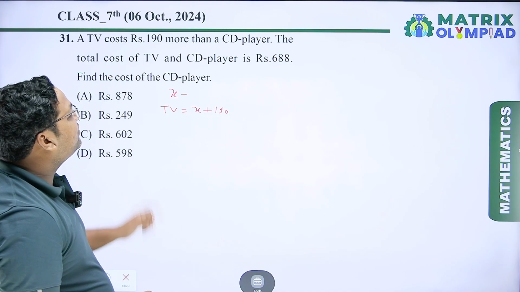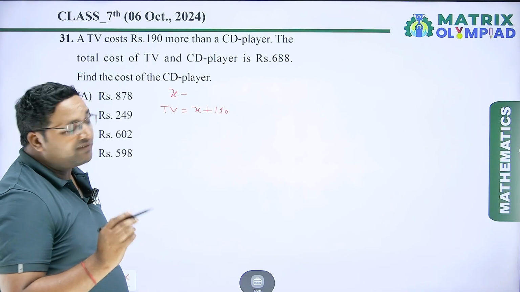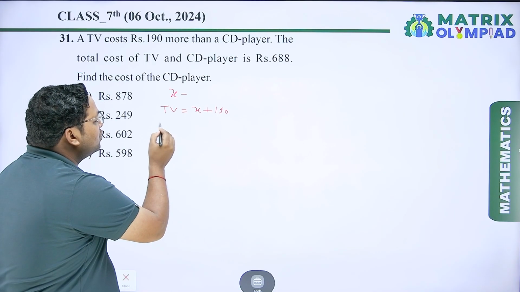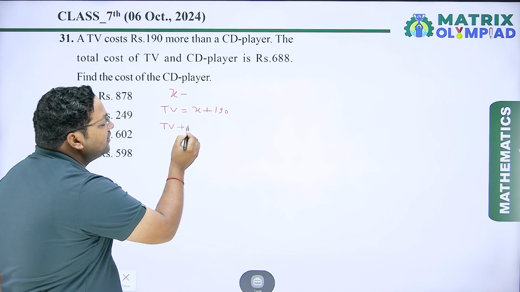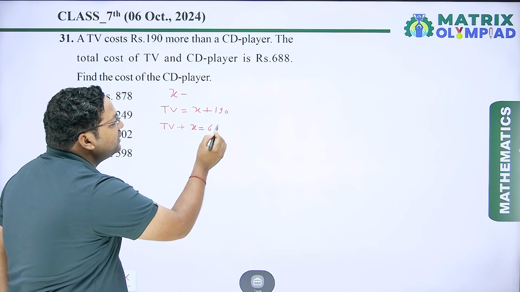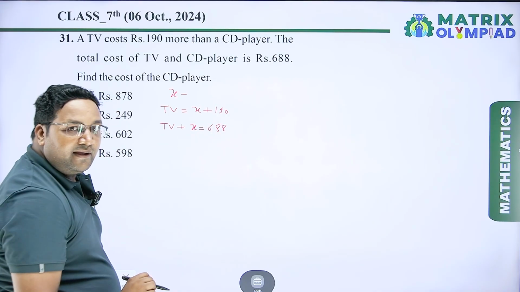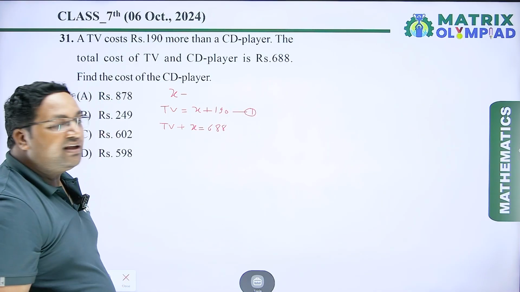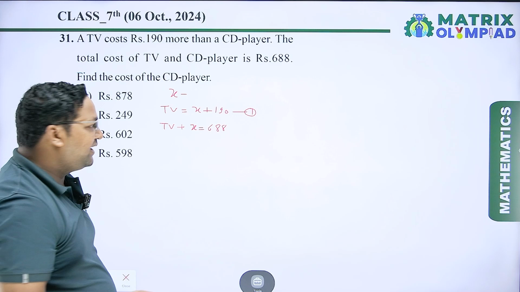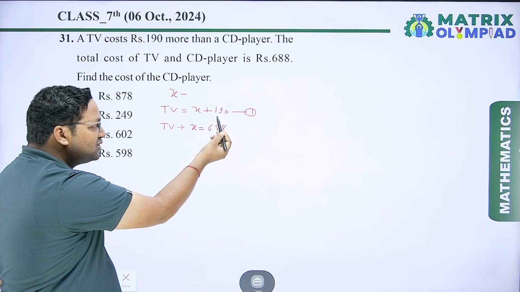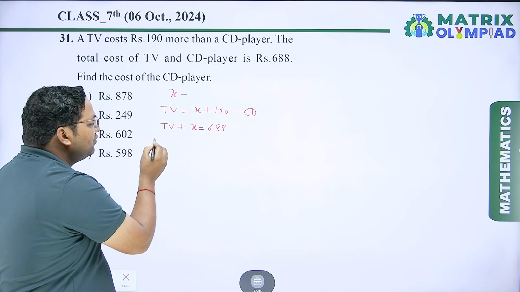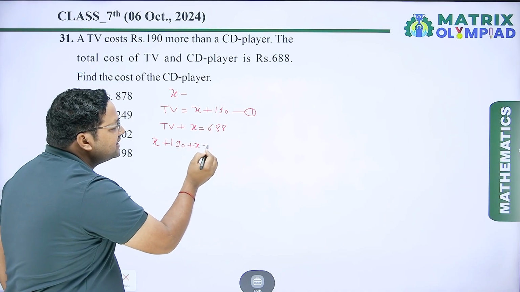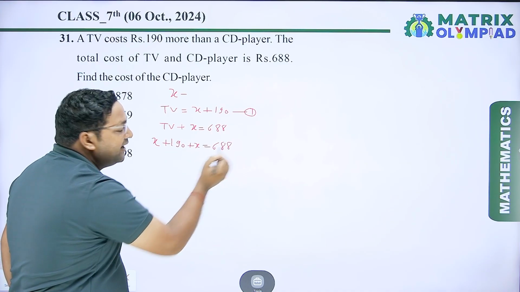Now the next equation is given. The total cost of a TV and a CD player is rupees 688. So the cost of TV set plus CD player cost is rupees 688. And in equation number 1, it is given TV set cost is X plus 190. So we have to put this value in this equation. So we will get X plus 190 plus X equal to 688.